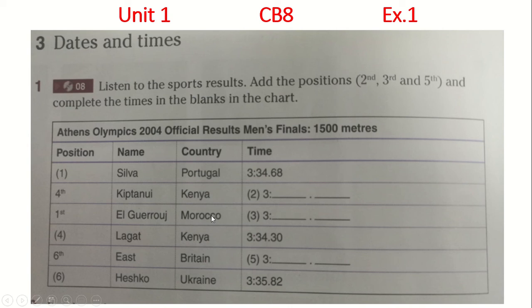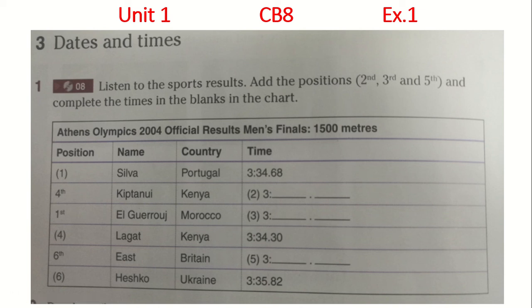Okay, so the man here said the first place is El Garouge. Let's listen. Morocco. His time is 3 minutes 34.18 seconds. So now here we need to write the time. Okay, so now you understand that he started by the first one, and let's continue.